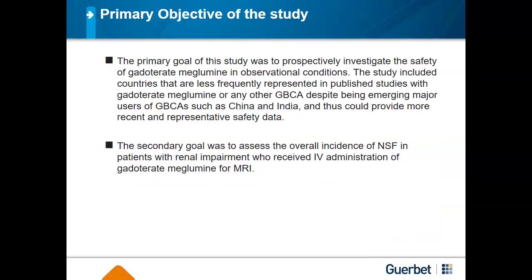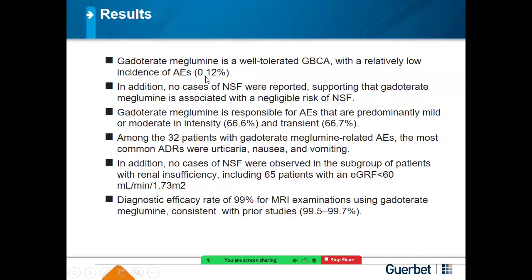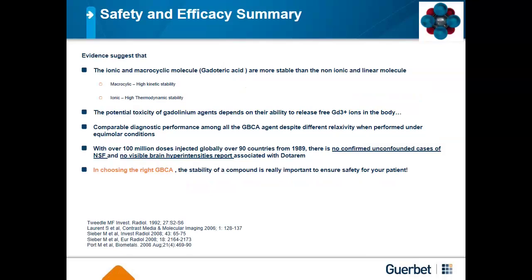What they were able to see is that the efficacy was superb, with 99% good images, and there were no safety-related concerns when gadolinium acid was used in this set of patients. Almost safe, with 0.1% adverse events, and those adverse events were transient and quite manageable, with no NSF cases and efficacy in 99% of the MRI images. So that is it. It's a safe agent, quite stable and safe, without NSF and without any brain hypersensitivity issues. That is from my side.